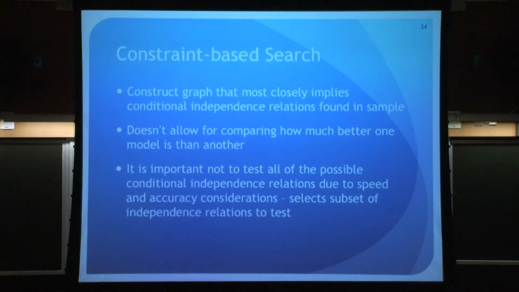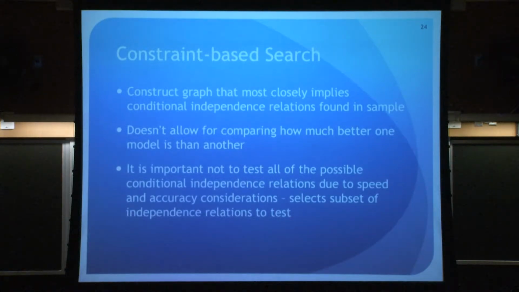So basically, what you can do is to have a search which looks for the graph that most closely, in some sense, entails the conditional independence relations found to hold in the sample. So you're going to do a bunch of conditional independence tests, and you're going to look for the model which entails those conditional independencies that you think hold.